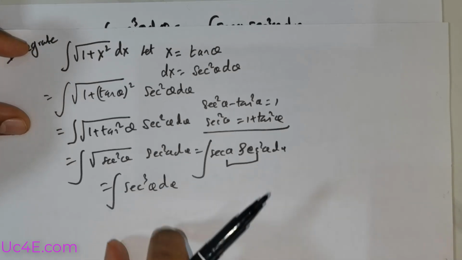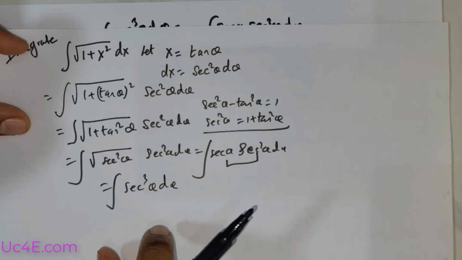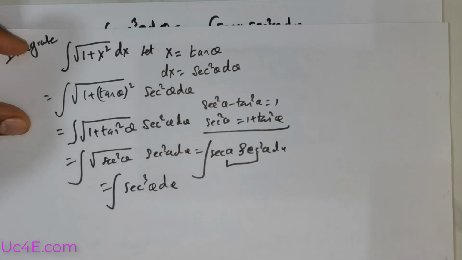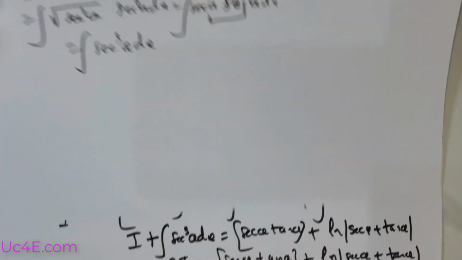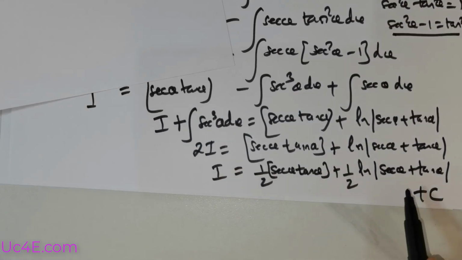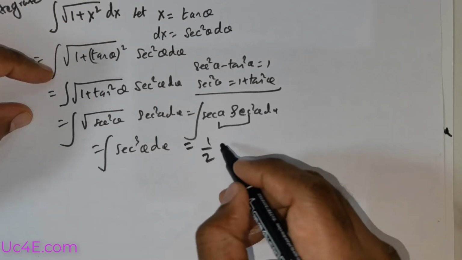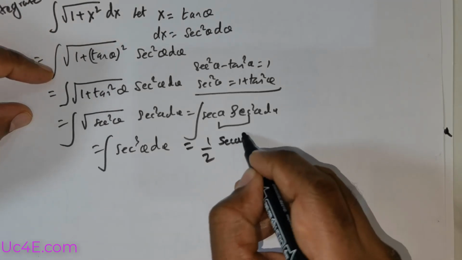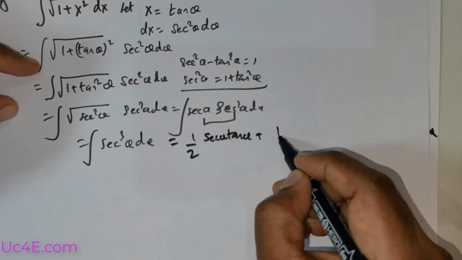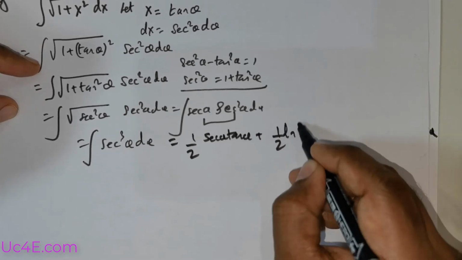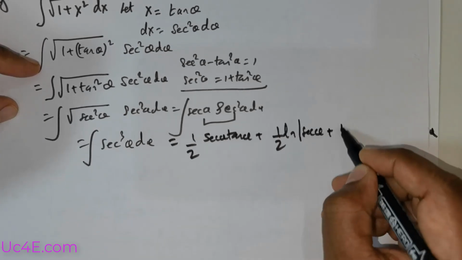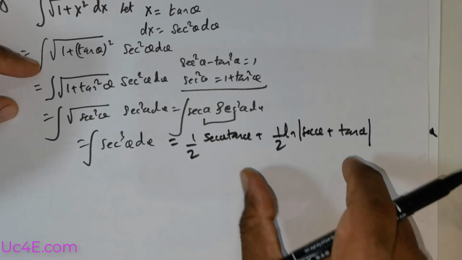Okay. Now what I'm going to do is, whatever value that I have got, I would have to substitute it here. So let's do that. So in place of secant cube theta, we can substitute this. So I'm going to make that substitution. So this is equal to 1 over 2 times secant theta tan theta plus 1 over 2 times ln modulus of secant theta plus tan theta. This is what we have got.